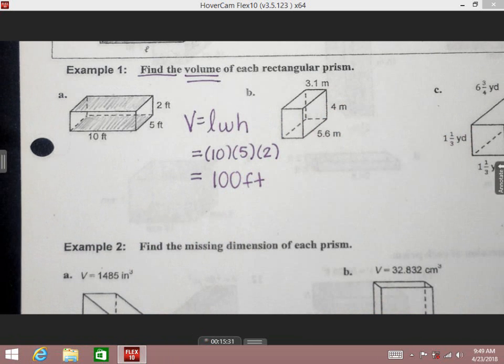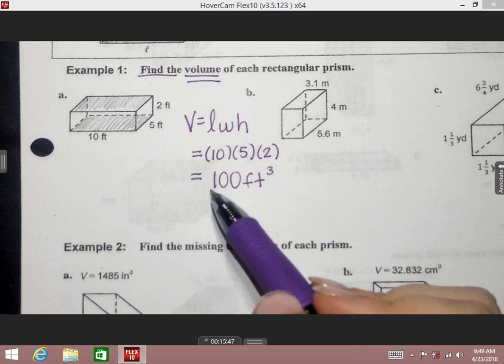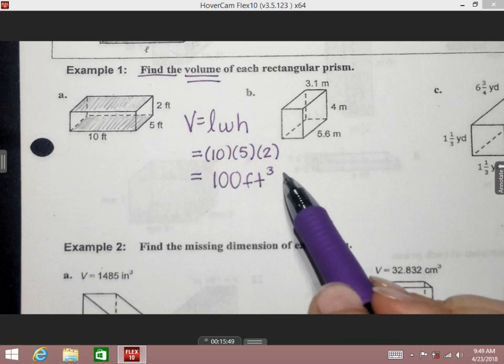If I'm talking about the space inside of that, is that just a flat two-dimensional surface? No, now I'm inside of it. I'm talking about the three-dimensional shape, the whole thing, 3D. So what number do you think I'm going to put with that one, Kira? 3. So the way you would read this would be 100 feet cubed.